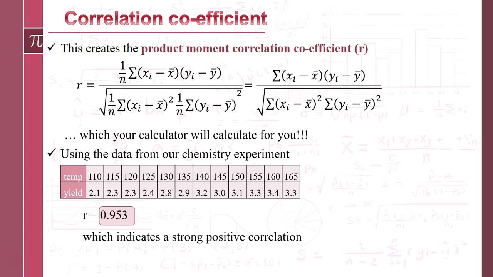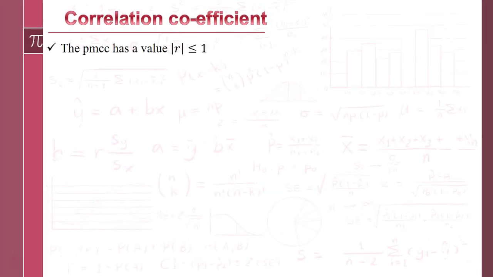Now, let's go a little bit further with that. I've said that's a strong positive correlation. How do we know it's a strong positive correlation? Well, the first thing is the pmcc is always going to have a value between 1 and -1. It's never going to go above 1, never going to go below -1.